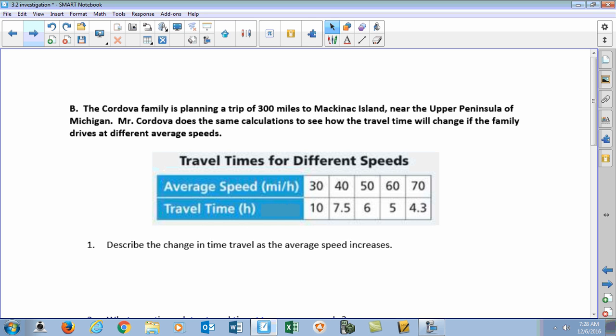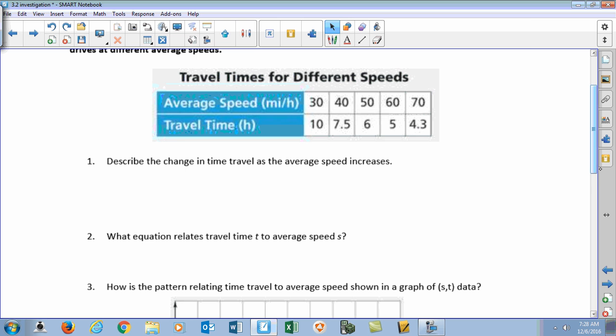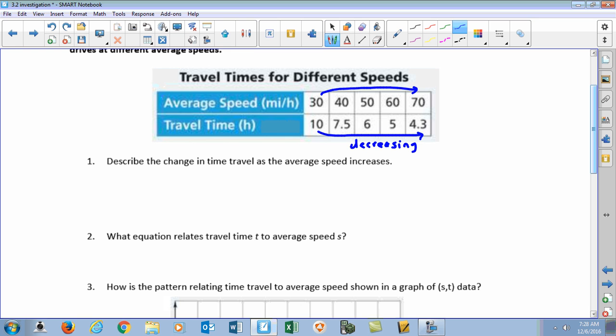Okay, now that you've had time to solve the problem and use example A as a guide, they wanted you to describe the change in travel time as the average speed increases. Well, if you look here, travel time is doing what as we look down the line here? Right, this is decreasing, right? And if you look at the speed, what's happening to the speed? It's increasing.